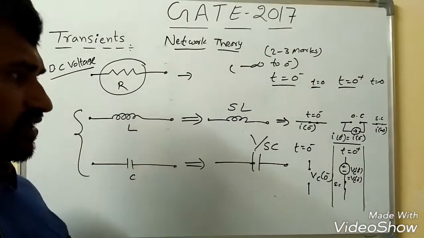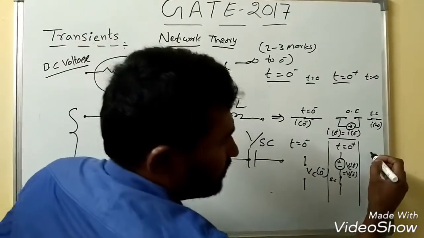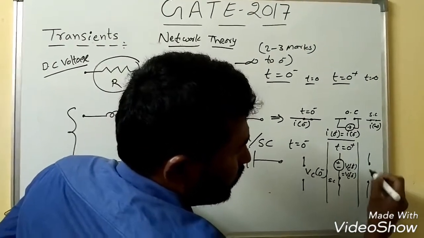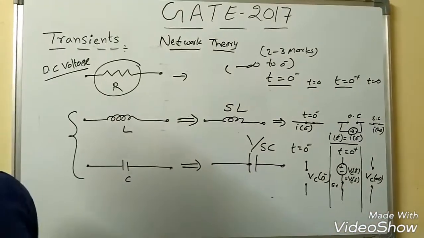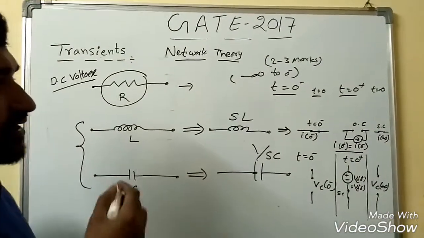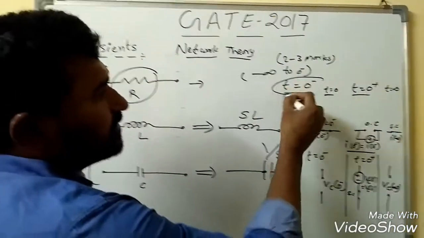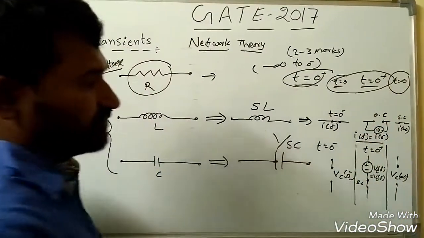Again at t equal to infinity, it reaches the steady state. That means we are applying the voltage up to infinite time, so it will reach steady state. Again it will behave like a simple open circuit, and the voltage is what we know as Vc of infinity, right? So this is how the capacitor and inductor work at t equal to 0 minus, 0 or 0 plus, and t equal to infinity.